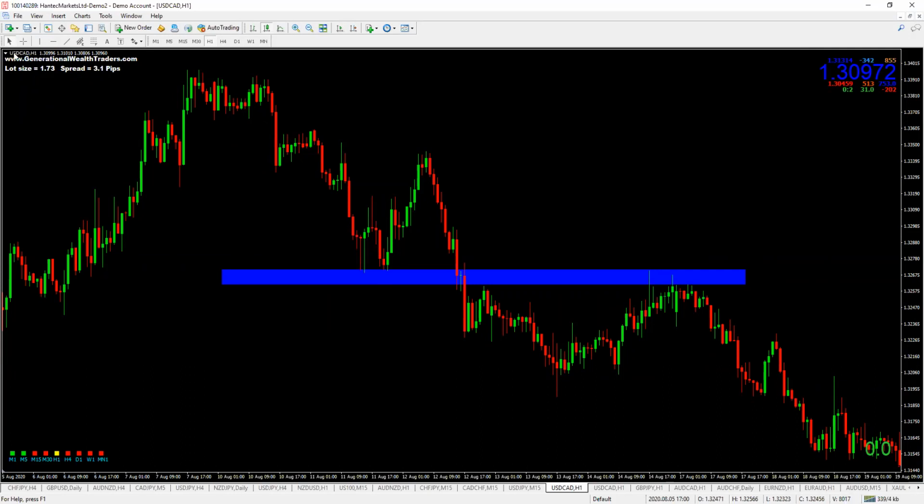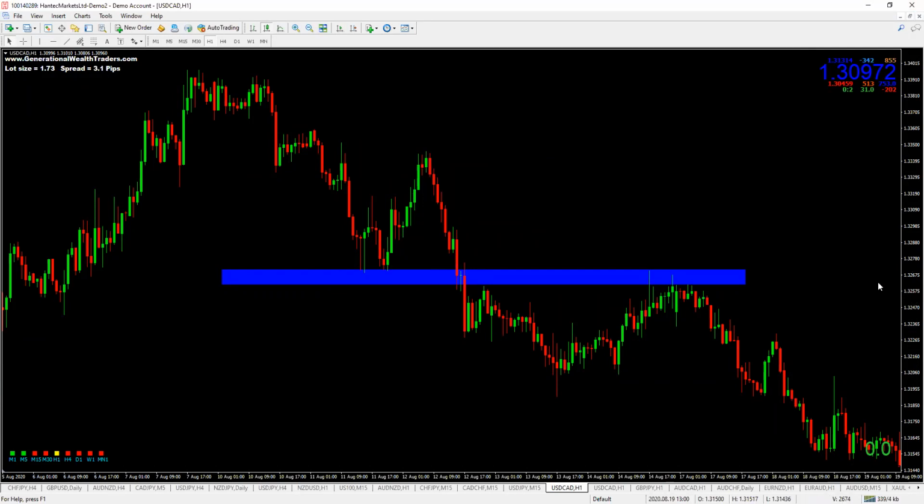This, by the way, is EuroCAD. It could be any currency or any asset. The sellers were pushing the price down until it got here, and the buyer said, you are not having your way anymore. The buyer stepped in and pushed the price up. The sellers pushed the price down again, and the buyers pushed it up. And of course, by the third time, they pushed it past that area.